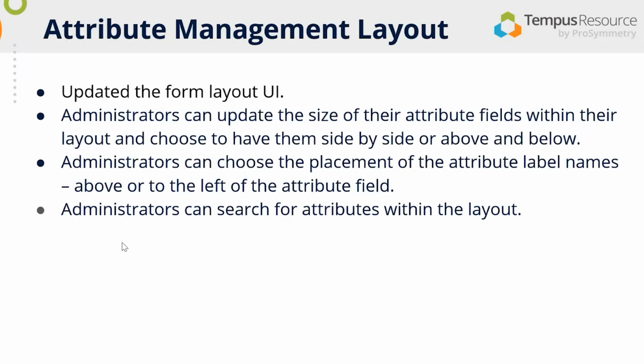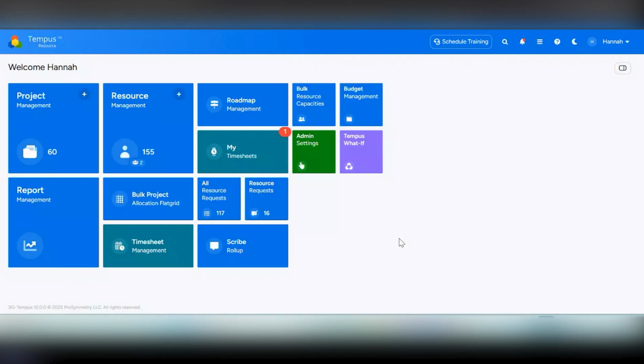Within 10.0, we updated the attribute management layout. Administrators can now update the size of their attribute fields within their layout and choose to have them side by side or above and below each other. Additionally, they can choose the placement of the attribute label names to be to the left of the attribute field or above it. Lastly, administrators can now search for attributes within the layout to find them more easily.